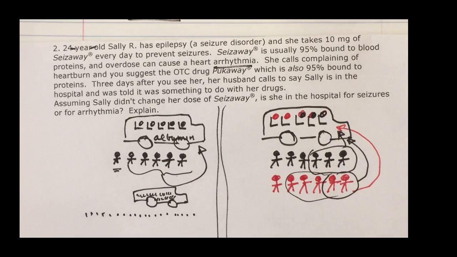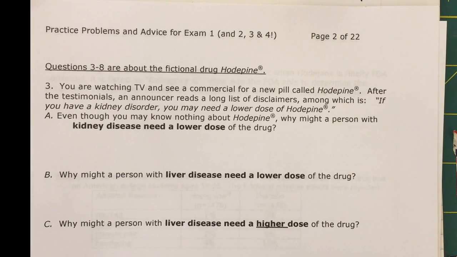Okay. So for the next question, you're watching TV. There's a commercial for a new pill called Hodopine. And an announcer reads a long list of complaints, or disclaimers, among which is, if you have a kidney disorder, you may need a lower dose of Hodopine.